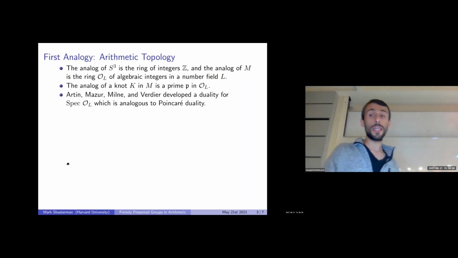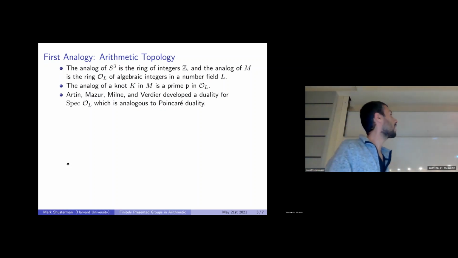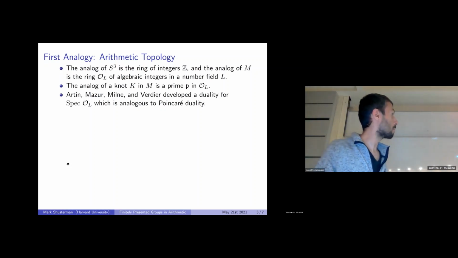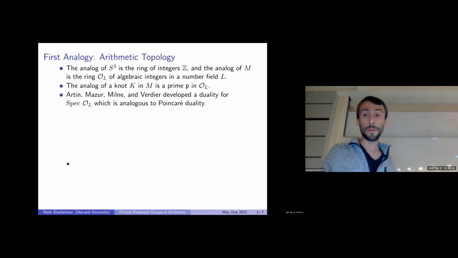And the role of Poincaré duality that we saw on the previous slide is played by quite an elaborate theory developed by several well-known mathematicians. Poincaré duality was a duality theory for singular cohomology. This time, this is a duality theory for étale cohomology and for flat cohomology. You can also get a duality for Galois cohomology.